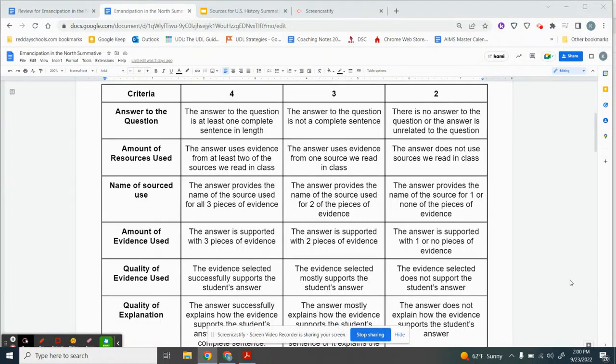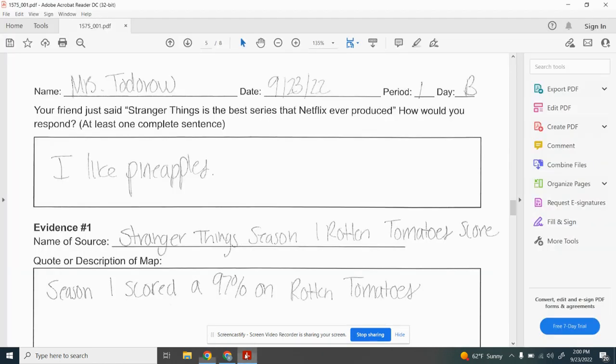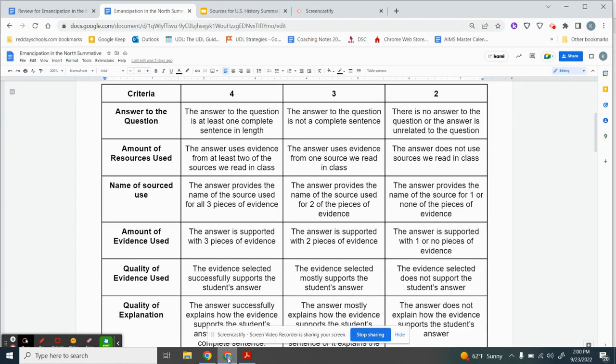All right, on to our third student's response. Right now, we're focusing on the answer to the question and whether it is at least one complete sentence in length and related to the question that was asked. Your friend just said Stranger Things is the best series that Netflix ever produced. How would you respond? This person said, I like pineapples. What do we think? Do they score a 4, a 3, or a 2? Yep, this is a definite 2. I don't know what their love of pineapples has to do with Stranger Things. That's not super related in my mind.